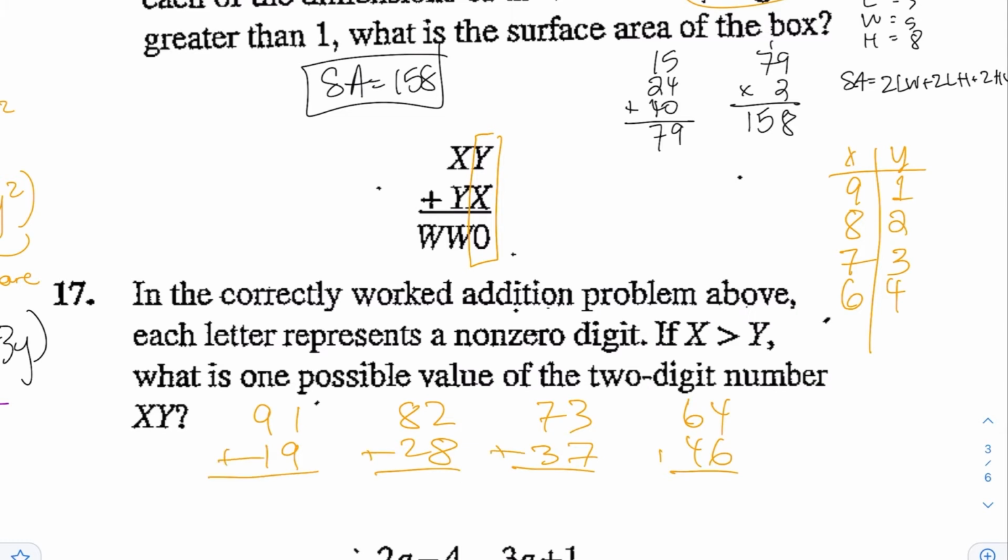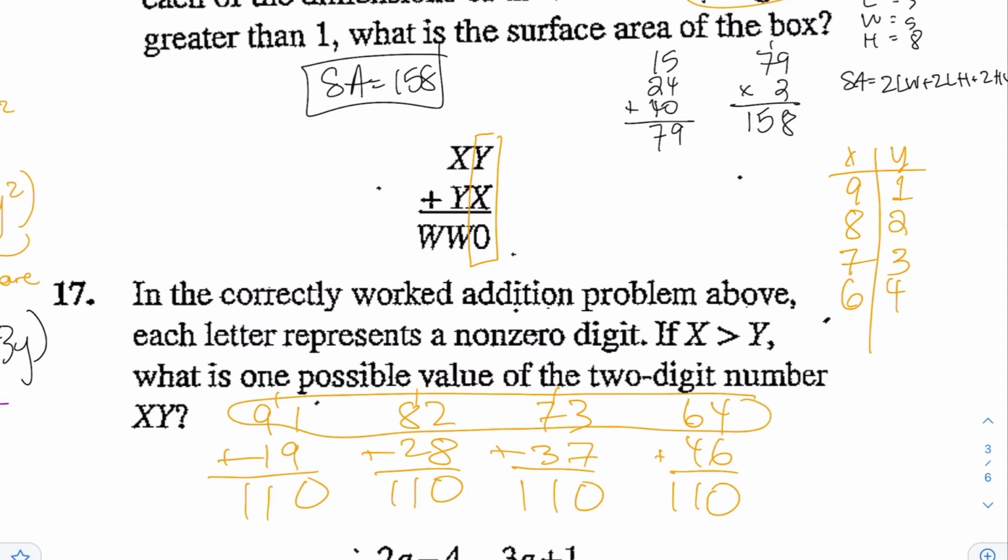And just add everything there. So 110 could work because W is just a regular whole digit. It could also be 82 and 28, 73 and 37, or 64 and 46. So any of those 4 choices would work.